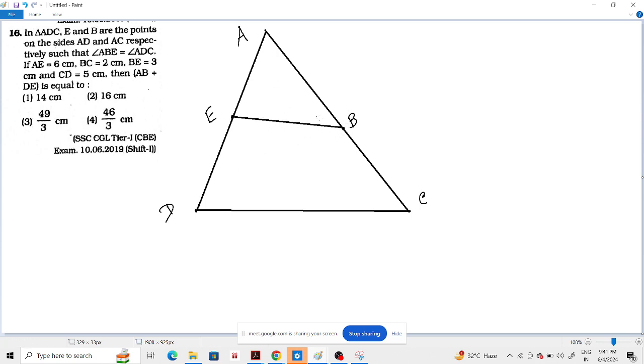Okay, such that angle ABE, so this angle, is equal to angle ADC. This is what is given. AE is 6, BC is 2, BE is 3, CD is 5. I need to find out AB plus DE. So here we have to apply the concept of similarity. So how can we do that?